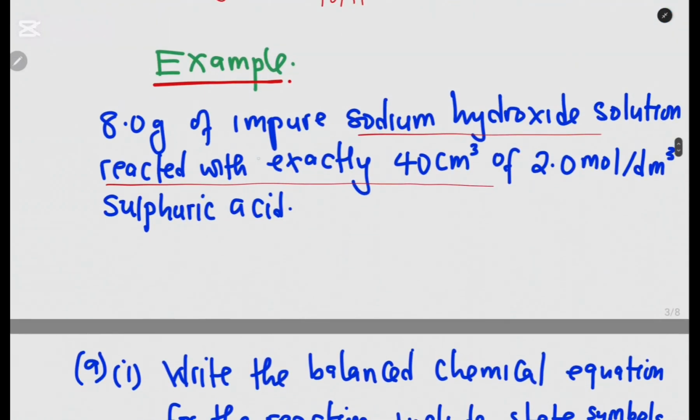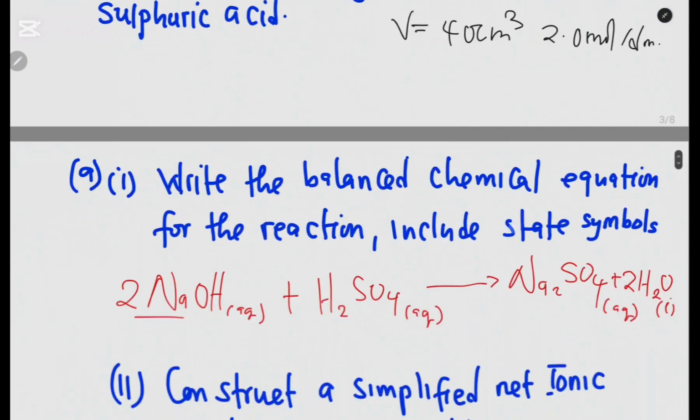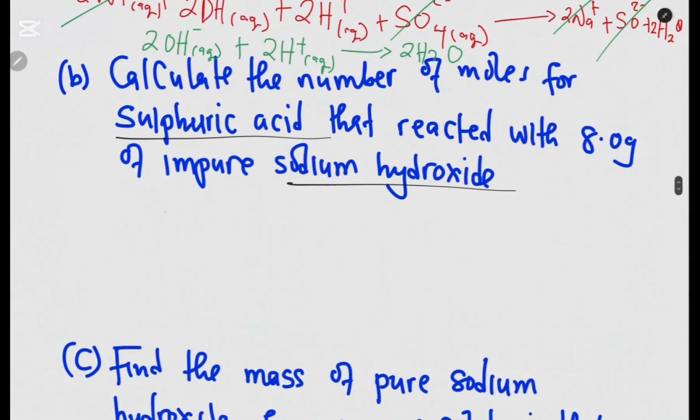So 8 of sodium hydroxide reacted with exactly 40 centimeter of. So we are given the volume of sulfuric acid, which is 40 centimeter cubic and 2.0 mole per decimeter cubic. Okay, concentration. So in order for us to calculate number of moles, we are going to use number of moles is equals to concentration multiplied by volume. The concentration is 2.0 mole per decimeter cubic, but the volume is in centimeter cubic. We need to convert it to decimeter cubic.